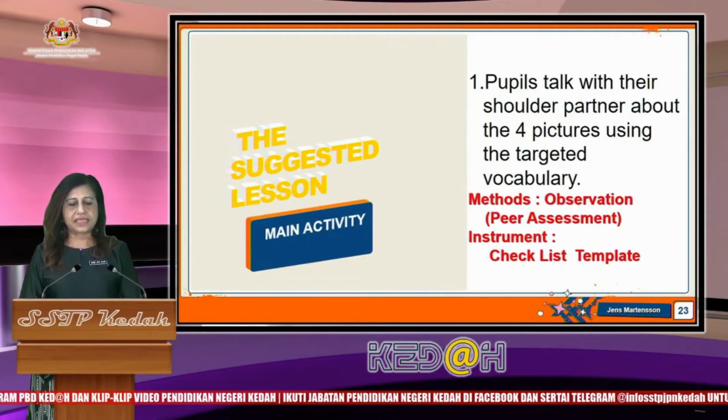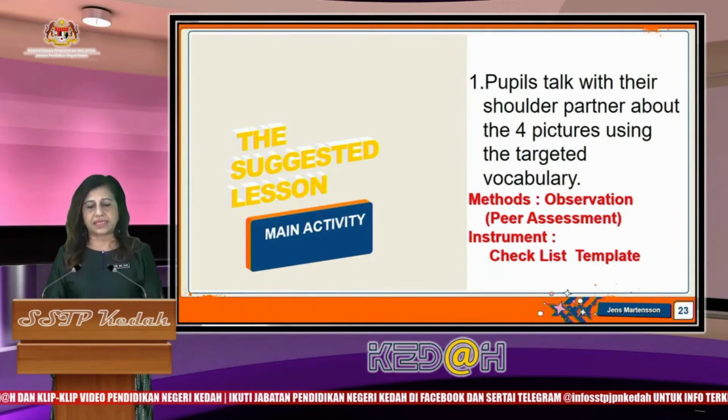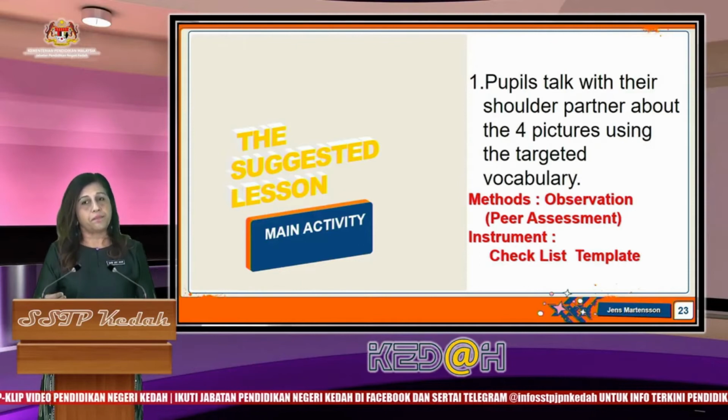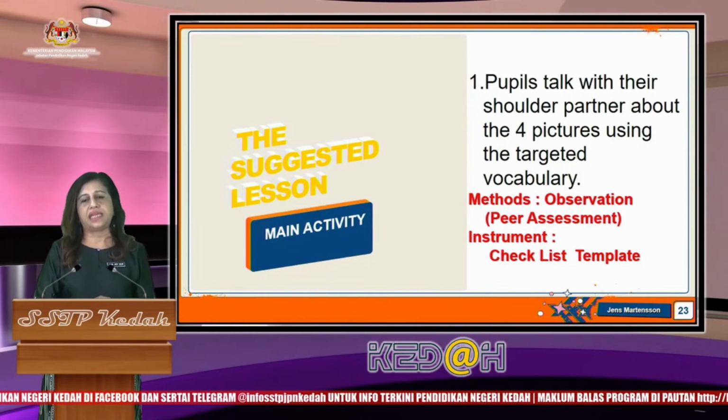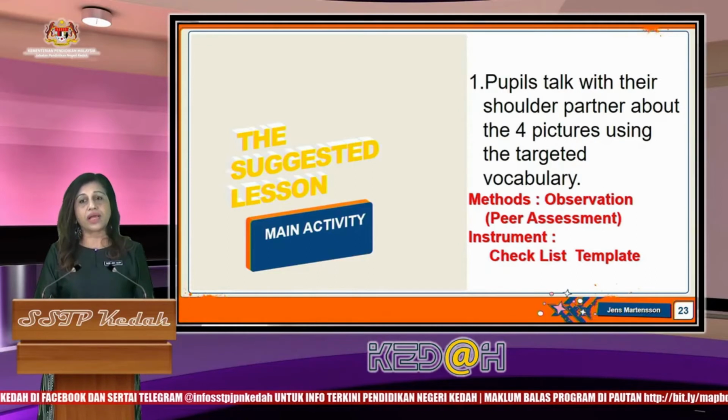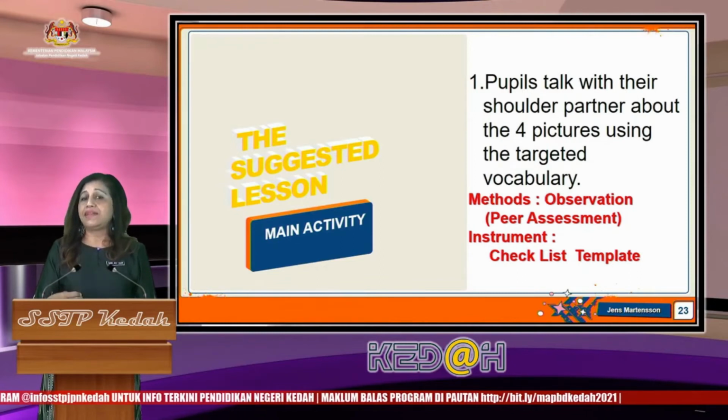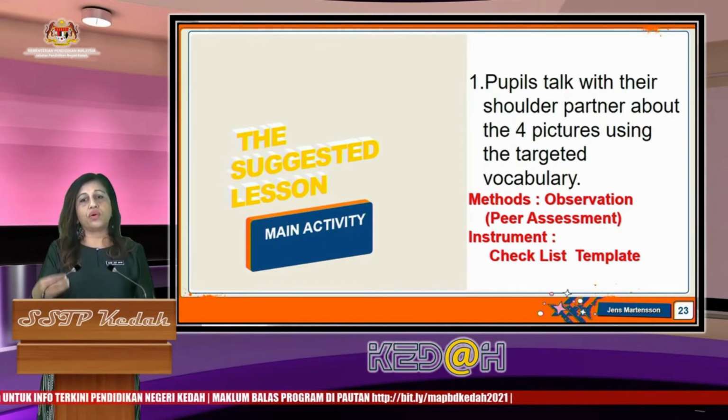Now, the next thing in my suggested lesson is pupils talk with their shoulder partner about the 4 pictures using the targeted vocabulary. Teachers, if you are looking at the textbook, the 4 pictures are already given in the textbook and the targeted vocabulary is also given. What the pupils need to do is talk based on the vocabulary and also maybe use some of the phrases in the box.